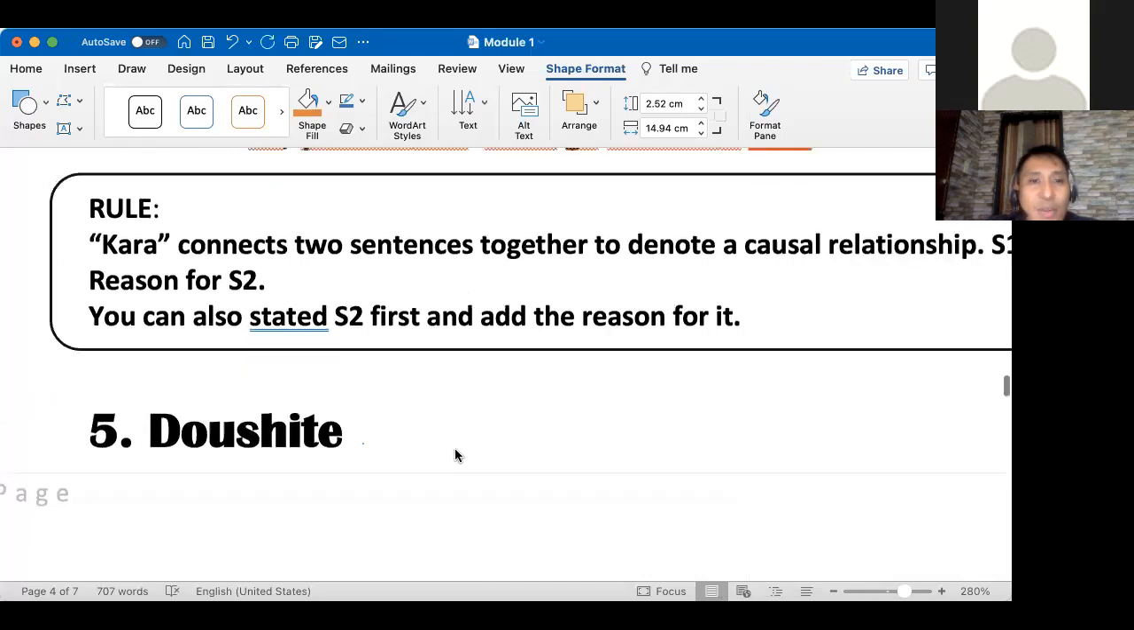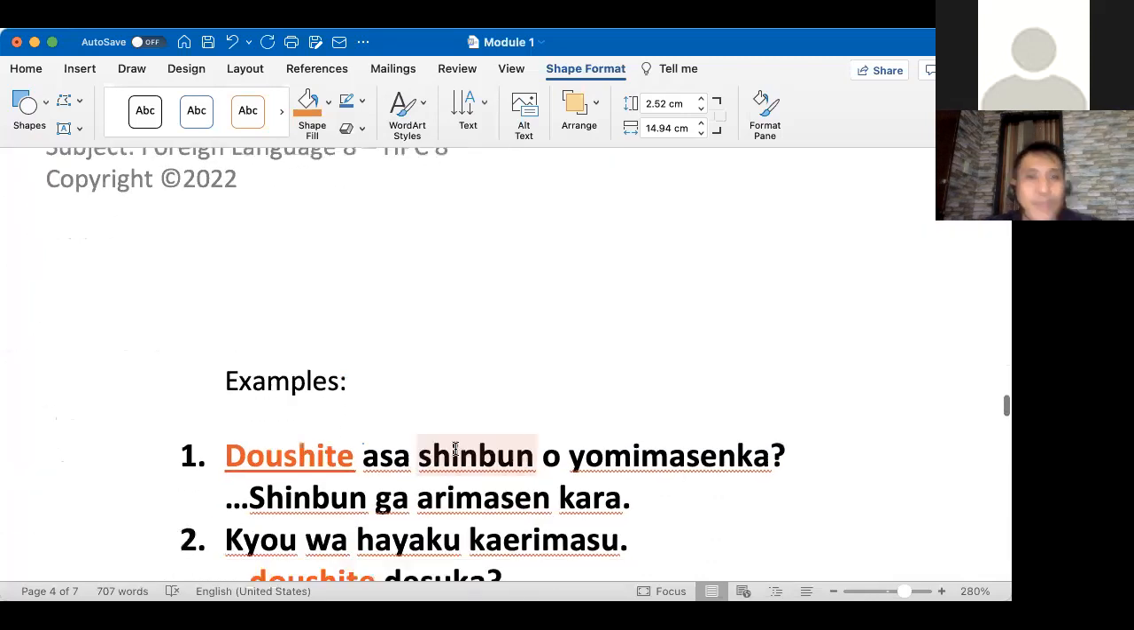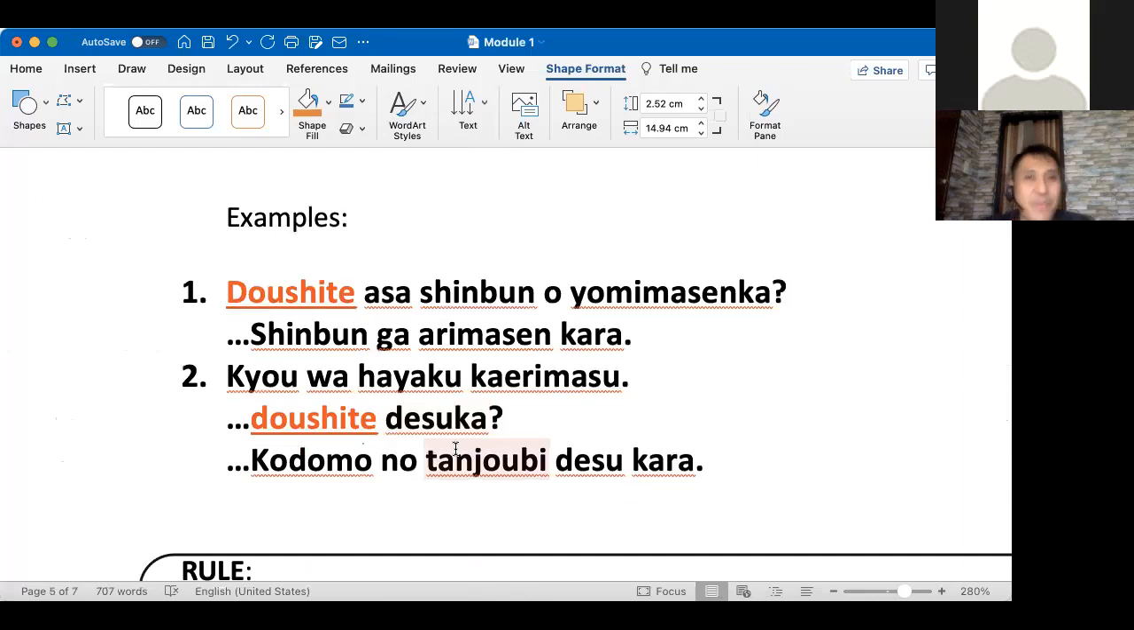Okay. Now doshite is another question. I mean, it's another rule. So pag si doshite, why? Now the direct translation for doshite is why. So doshite asa shimbun no yomimasen ka? Shimbun ga arimasen kara. Why aren't you reading a newspaper in the morning? So shimbun ga arimasen kara. I don't have a newspaper. Okay.